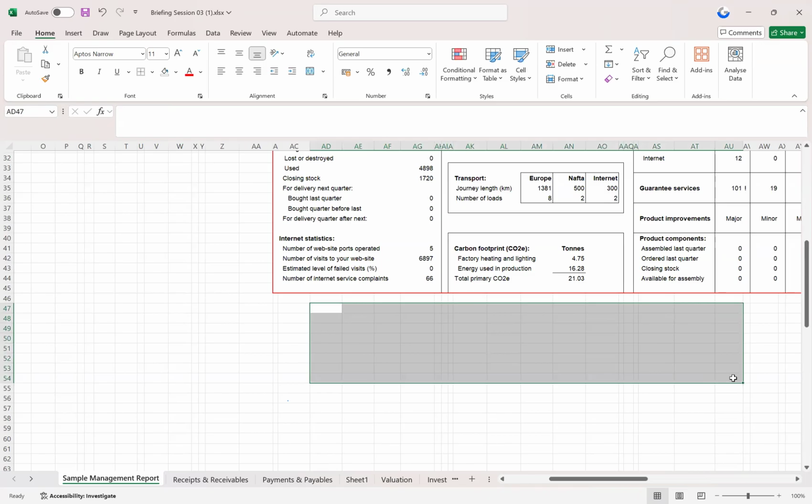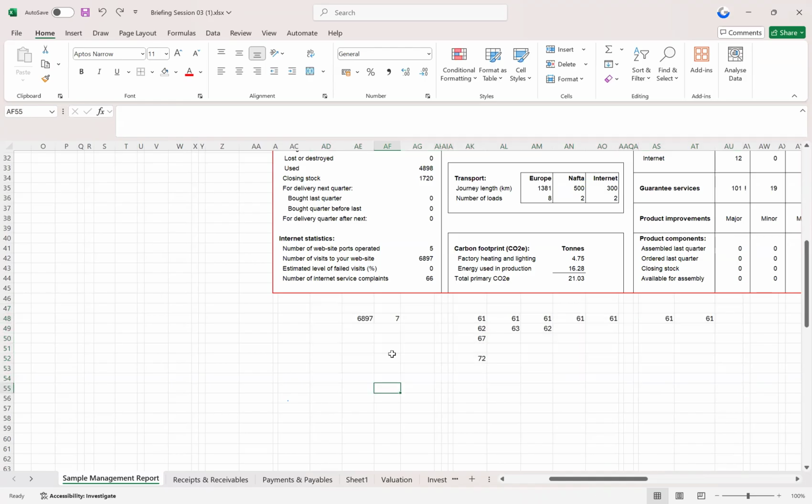Sir, one small doubt here. If I increase the number of ports, does it affect my internet sales also? No, no, it does not. It only helps you avoid losing sales.